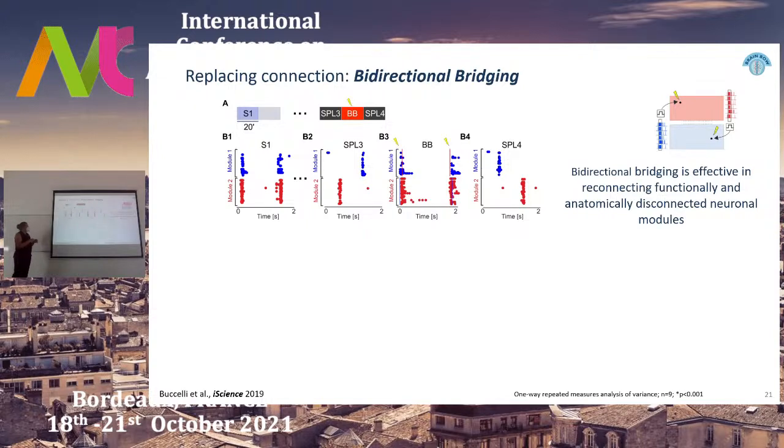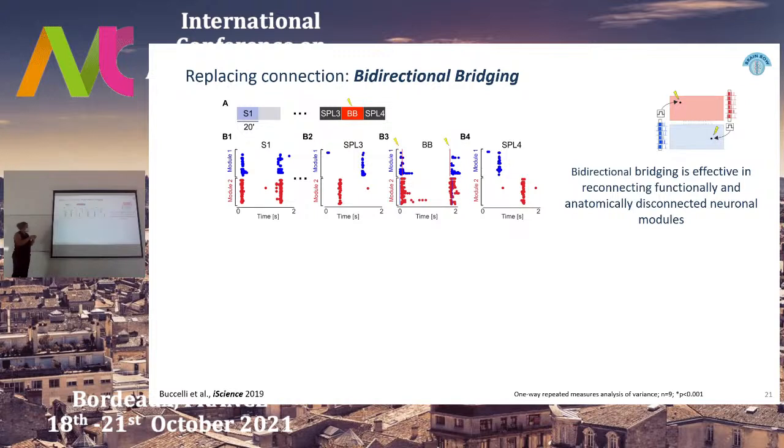And here are the results for the bidirectional bridging approach. We have the spontaneous activity at the beginning, the lesion here, the spontaneous post-lesion, the bidirectional bridging, in which the whole hardware system is used, and again the spontaneous. I don't have video for this, unfortunately, but you can see that before the lesion, same situation as before.